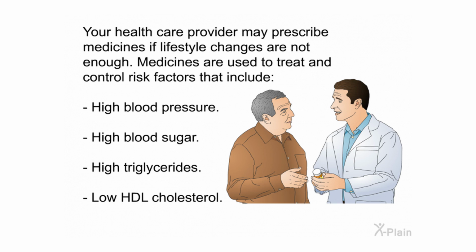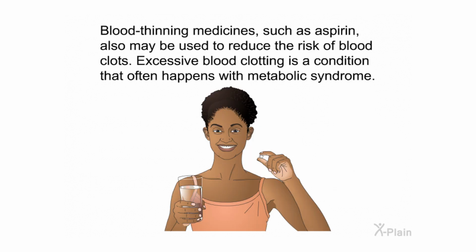Your healthcare provider may prescribe medicines if lifestyle changes are not enough. Medicines are used to treat and control risk factors that include high blood pressure, high blood sugar, high triglycerides, low HDL cholesterol. Blood-thinning medicines such as aspirin also may be used to reduce the risk of blood clots. Excessive blood clotting is a condition that often happens with metabolic syndrome.